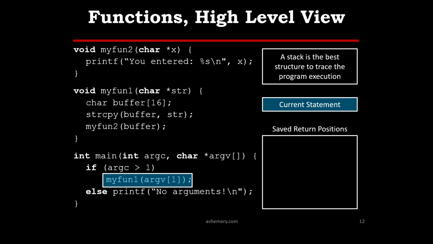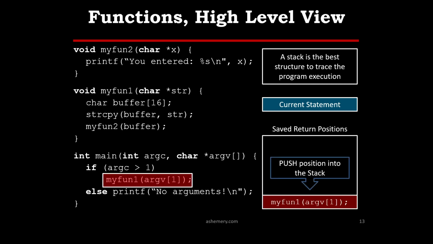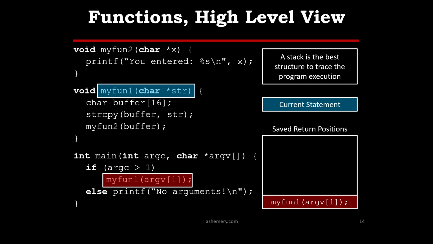And don't forget that arrays always start with 0. So the first member in the array is actually argv0, which is again the name of the program. And then argv1 is the second, which is actually the first argument to be passed. So again, let's say we pass the value hello. Now hello will be sent to myfun1. So what will happen is the position of myfun1 gets pushed onto the stack. So now we are saving the position of myfun1. We go to myfun1. Now this is where the execution is going to happen.